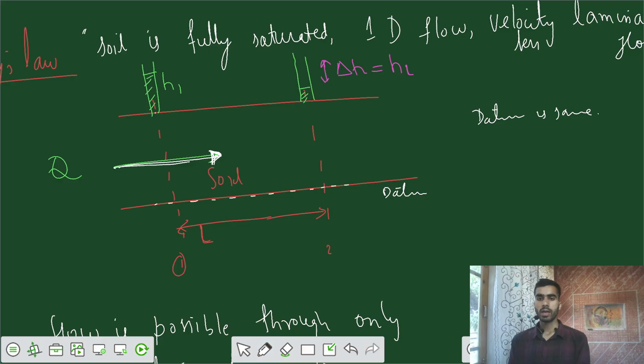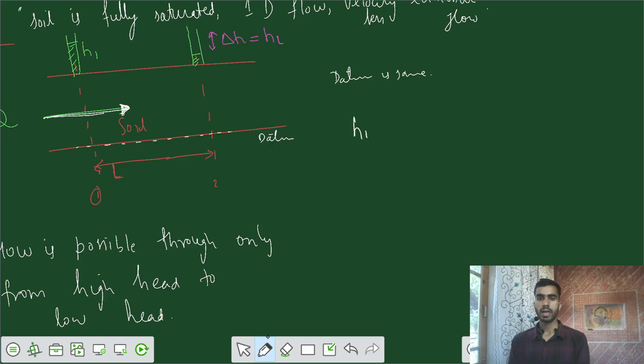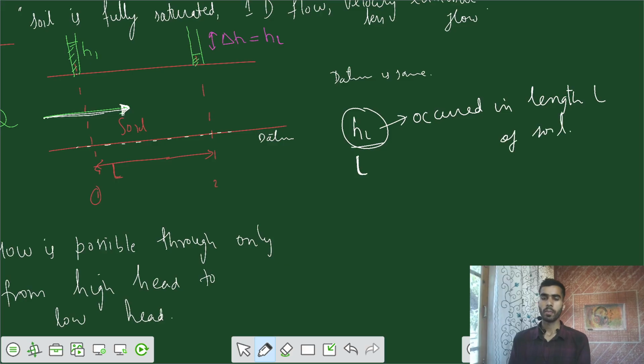And if I write that head loss over the length of the soil, this is your head loss in the length L of the soil. This head loss has occurred in length L of the soil specimen. That term, head loss per unit length, we call the hydraulic gradient.